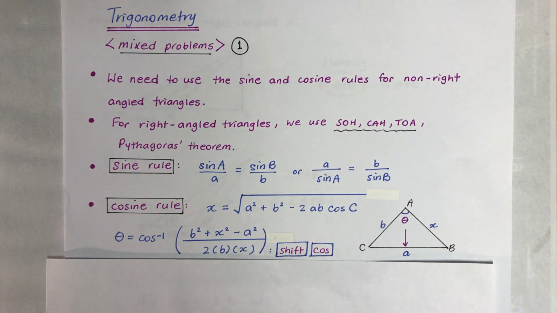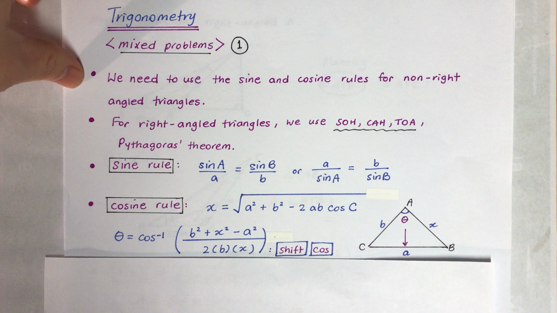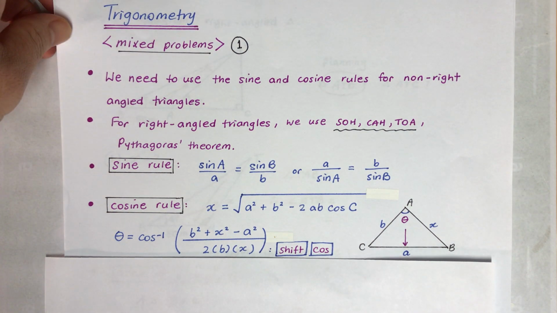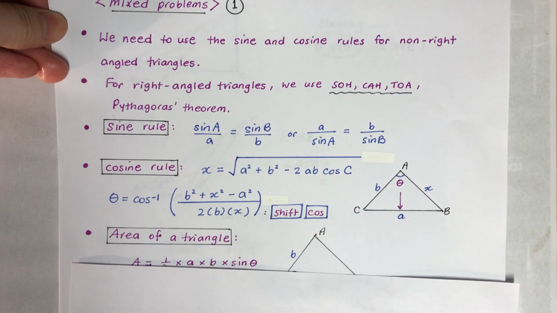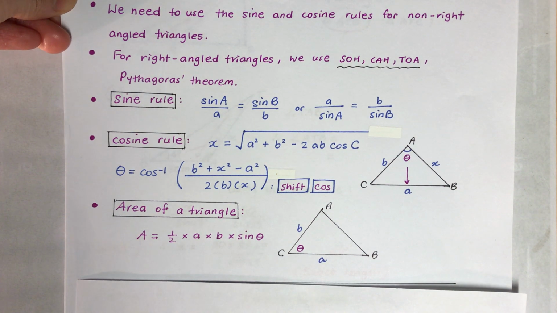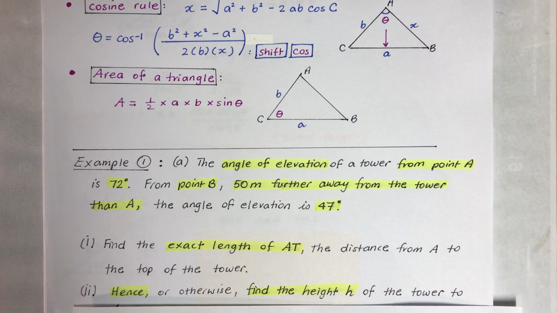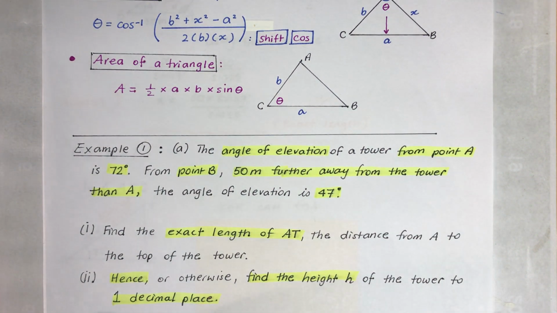Okay, trigonometry mixed problems using sine and cosine rules with a non-right angle triangle. So I've got some formula there for you to revise before we can do the examples. So that's the last bit. All right, well, let's start the example. I've just highlighted all the keywords here.